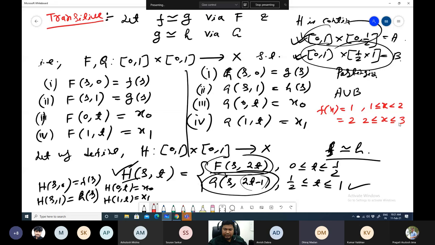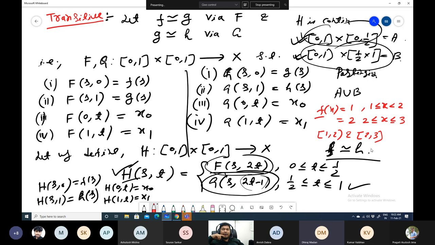Now you can see that the function f is continuous on [1, 2), and it is also continuous on [2, 3]. But it is not continuous in the whole domain, that is A union B. So that was the reason we need their intersection to be non-empty. And also we need both to be either closed or both open. Here we are also violating that both are closed.